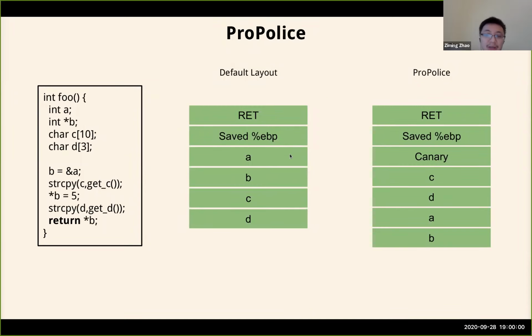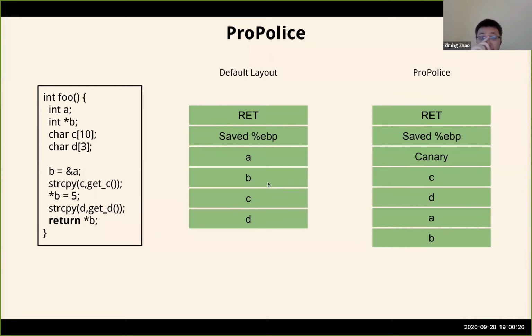With the canary, usually where do we put the canary? We put the canary lower than the saved EBP. So for example, we just say that we put it at EBP minus C, then all the local variables will be lower than that. So even though the return address and saved EBP are protected, the local variables A, B are not protected.